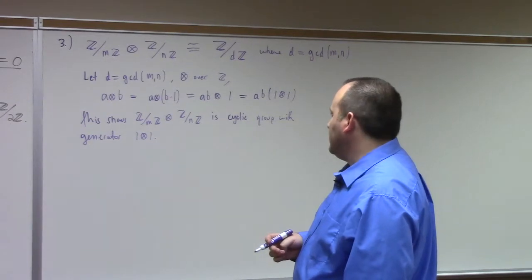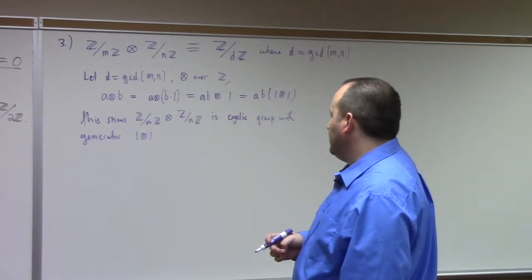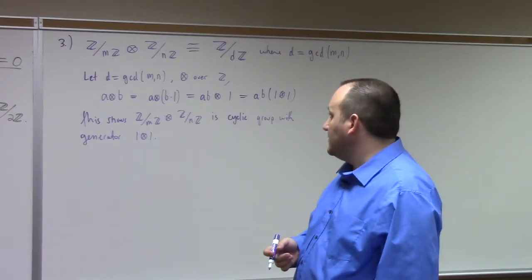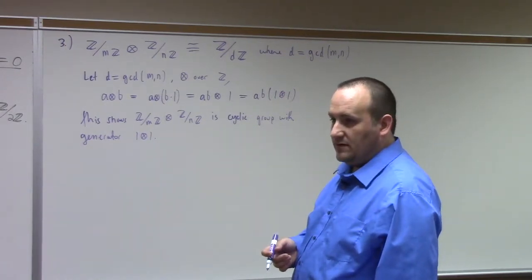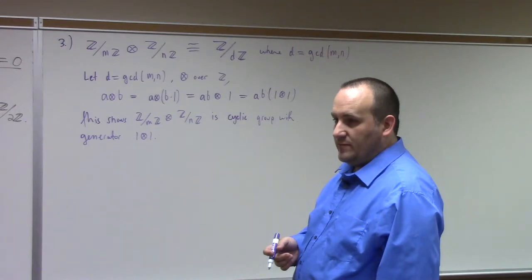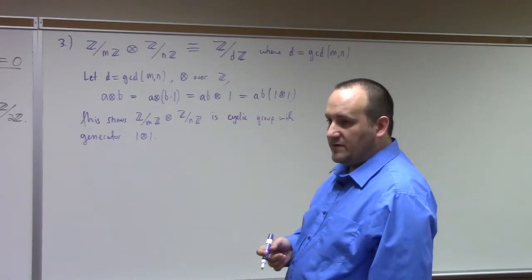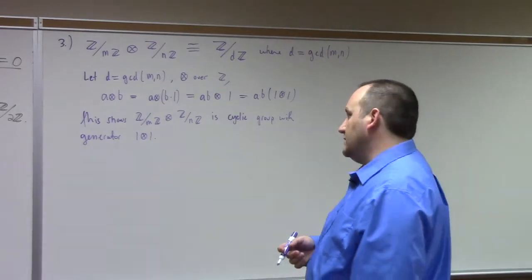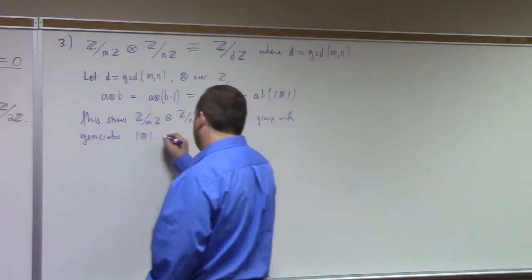But, of course, I'm just looking at integers at the moment. But if you think of those as being representatives for residue classes mod m and mod n, that's what we need to do to think about what's the order of 1 tensor 1 in the tensor product. So what's the order of this? How do we figure that out?